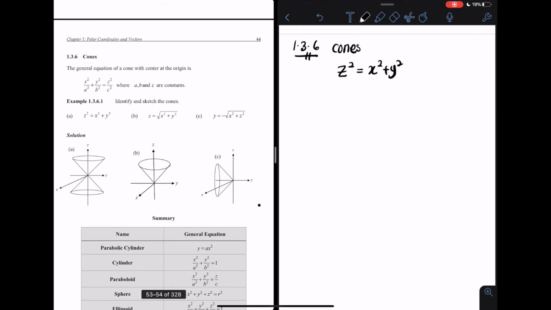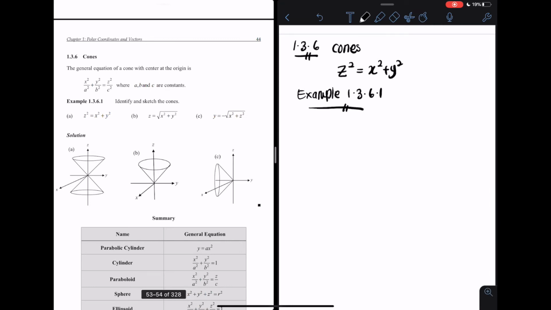So in this question, what should I do? We have to go through all the steps, step 1, step 2, step 3, so that we get the idea how we end up with the figure in example 1.3.6.1 on page 44. So let's straight away go to example 1.3.6.1.